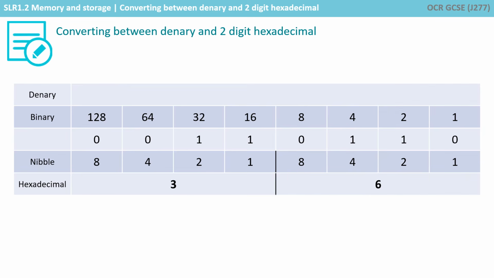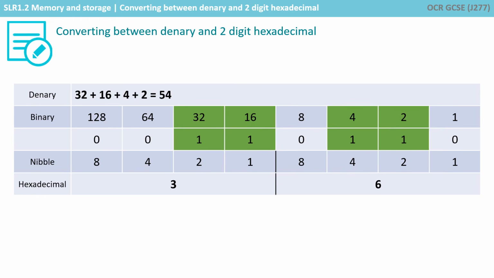So you can see we've taken the 3 and we've written that out there as a 1 in the 2 column, a 1 in the 1 column. On the right-hand side nibble, we've got 6, so that's a 1 in the 4 column and a 1 in the 2 column. We add the columns together that have 1s in. 32 plus 16 plus 4 plus 2 equals 54.